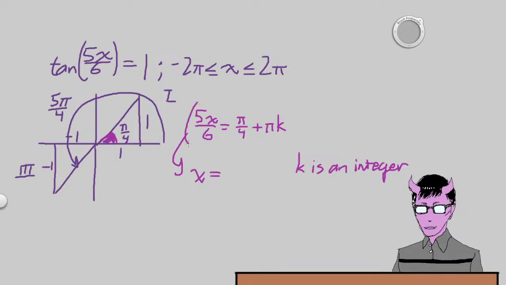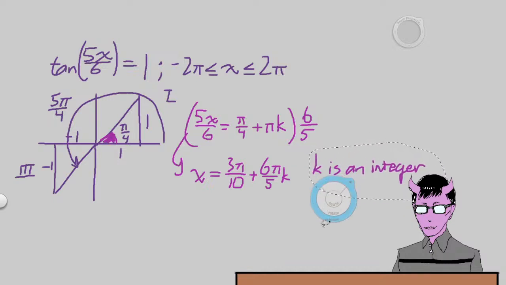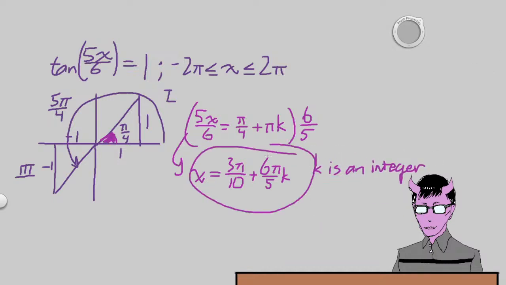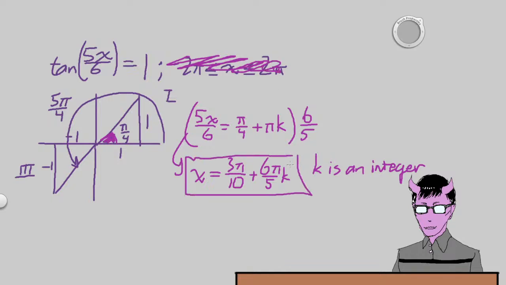Should show work. All right, so using this distributive property, we are going to get 3 pi over, what is that, 3 pi over 10? And then distribute this into that one. We're going to get kind of a disgusting looking 6 pi over 5 k. We maintain that k is just simply an integer. Okay, so if we did not have this domain restriction, then we would report this as the final answer.